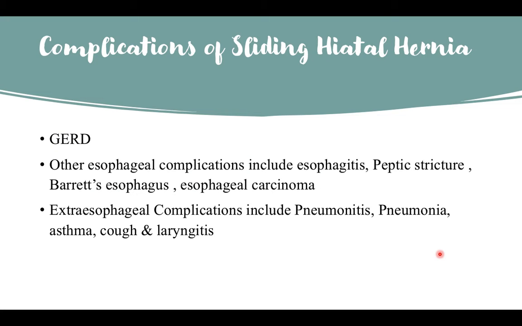Now, what are the complications of sliding hiatal hernia? First and foremost, GERD, gastroesophageal reflux disease. Other esophageal complications include esophagitis, peptic stricture, Barrett's esophagus, like in 90% of cases. Remember this one, 3/4 of patients, this one, 1/4 of patients. So these are esophageal complications like Barrett's esophagus, peptic stricture, esophageal carcinoma. But what about the extra-esophageal complications? That can also be there because of this hiatal hernia. It can lead to pneumonitis, pneumonia, asthma, cough, and laryngitis. They're associated, and patients can be complicated with all these situations.